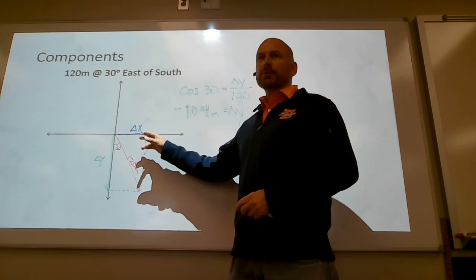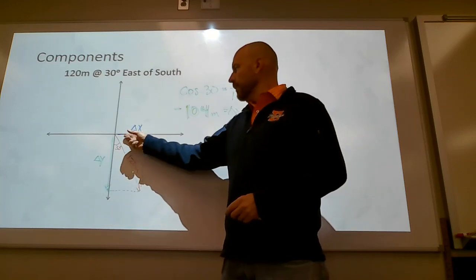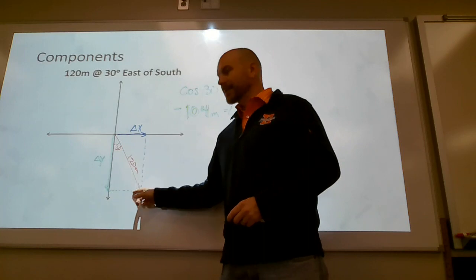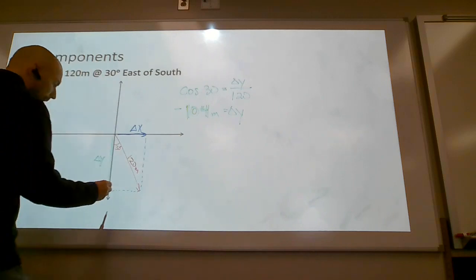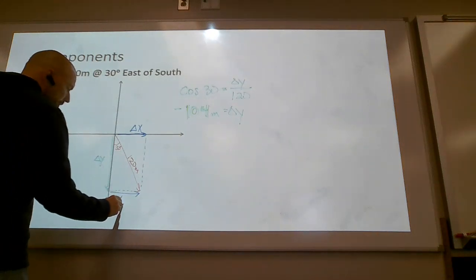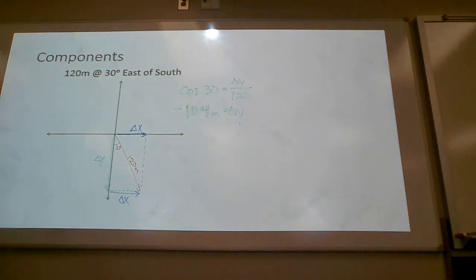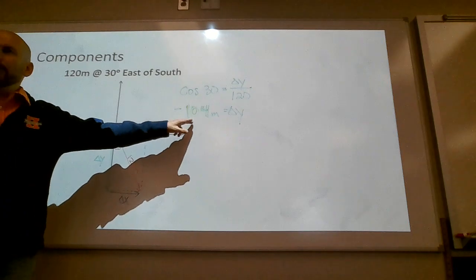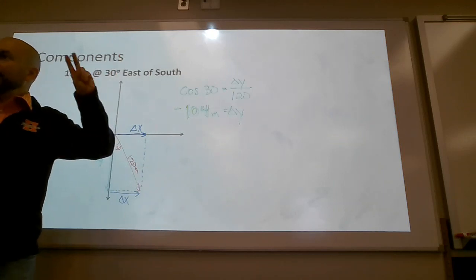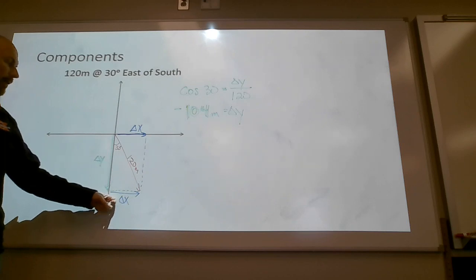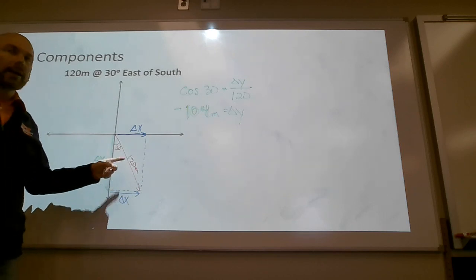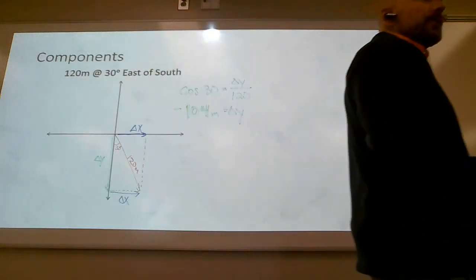Now, here's a little trick. See, this side is the same length as this side. Okay. You can do some geometry. Use your geometry prowess to figure this out. But my recommendation would be don't use the 104. You might have messed up and rounded that. So how would you figure out delta x from 120 meters and 30 degrees?